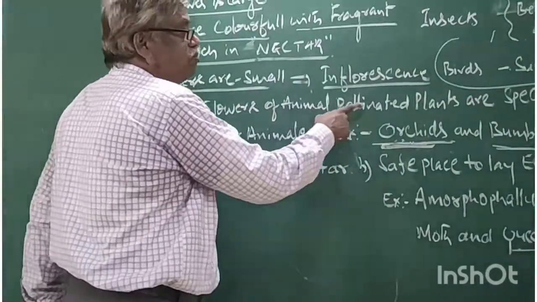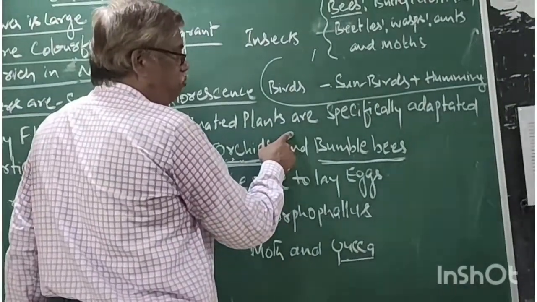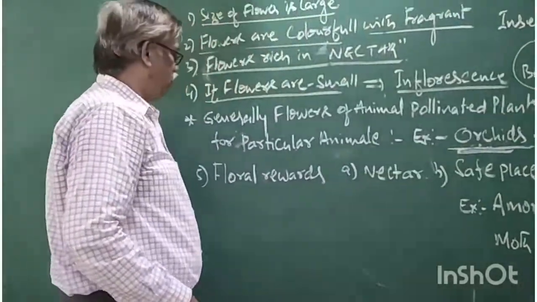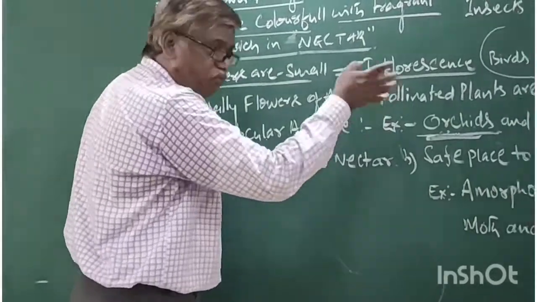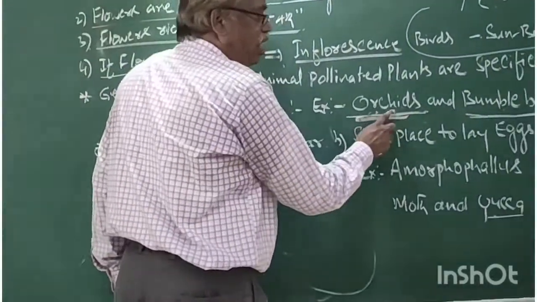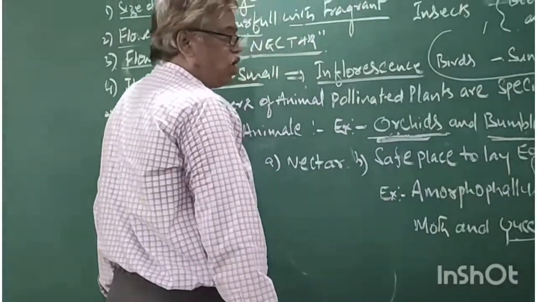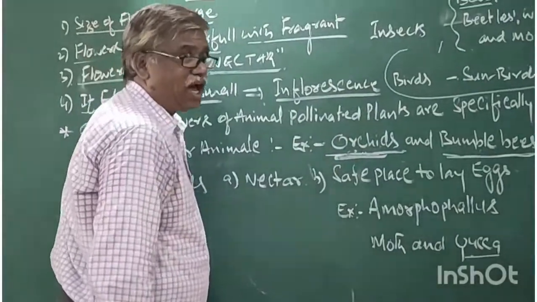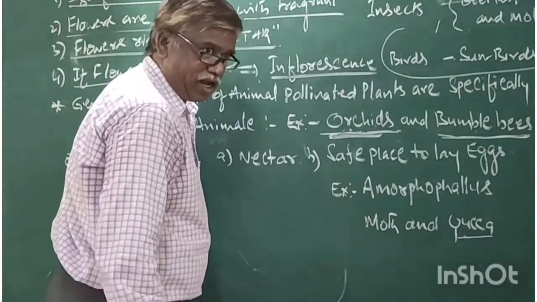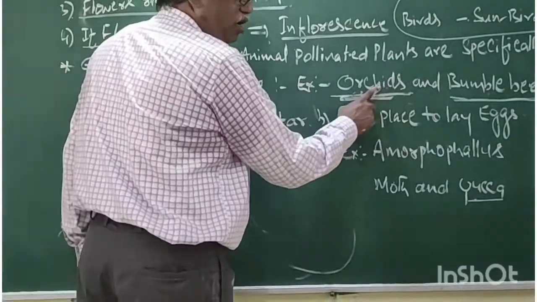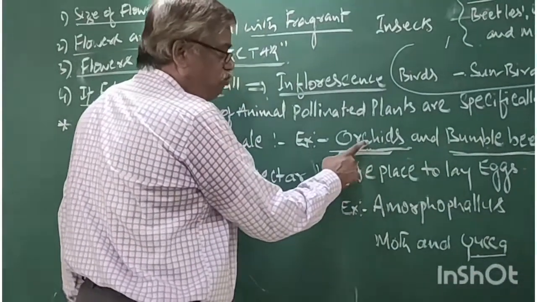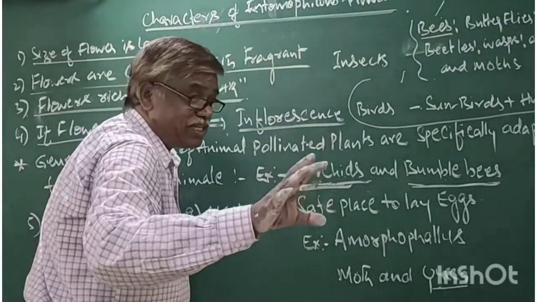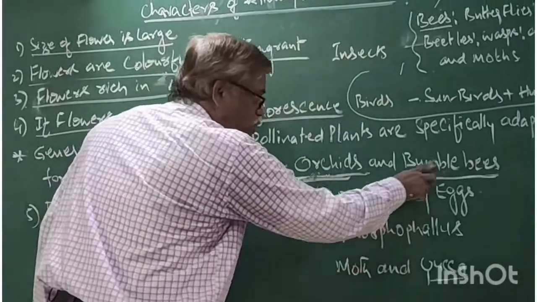Generally, flowers of animal pollinated plants are specifically adapted for a particular animal, for example, orchid and bumblebee. Without bumblebee, there is no existence of orchid, because in the flowers of orchid, any insect is not involved, only bumblebee.